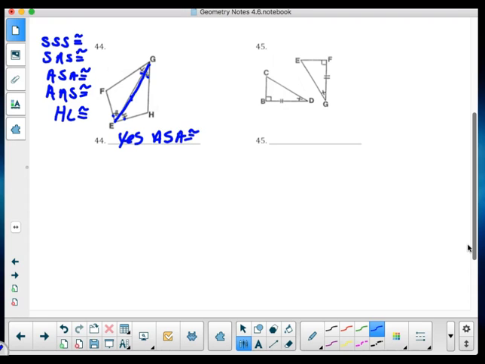And then in 45, boy, it looks like HL. I mean, I've got a right triangle, I got a leg, but I do not have a hypotenuse, and I cannot say they're congruent by HL that way, but I can say they're congruent because all right angles are congruent. So I've got angle, a side, and another angle. So I got yes by angle, side, angle.